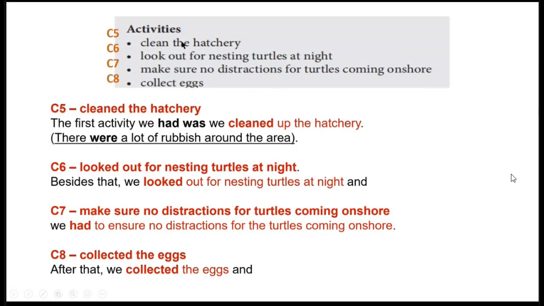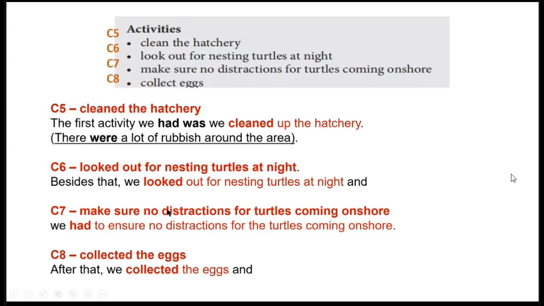And you look at this, look out. If you look at the question, it's not in past tense. The activities are not in past tense. So when you start telling about the event that is in the past, you use past tense. And then we looked out for the nesting turtles at night. Besides that, we looked out for this, is in the right sentence. And then we had to make sure no. So when we use the notes, we don't just copy, but we have to change the note according to the situation. So in this case, it's past tense. Yes, correct. Don't just copy directly. Yes, you're very right.